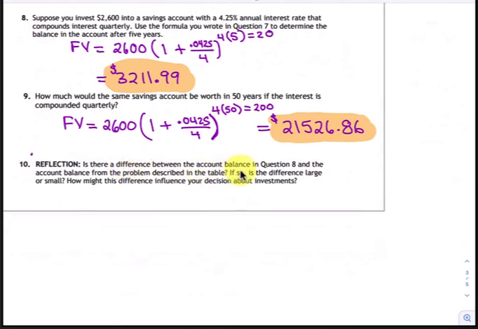Okay, and then question 10 is a reflection. Is there a difference between the account balance in question 8 and the account balance from the problem described in the table? If so, is the difference large or small? Okay, well the answer is that there's really not much difference. If we go back and look at the table, after 5 years, the table says the value would be 3201.50. That's compounding annually. If we compound 4 times a year, it's 3211. So that's only a little more than $10 more. So there's not much difference, and that's basically because it's only over a short period of time, 5 years.